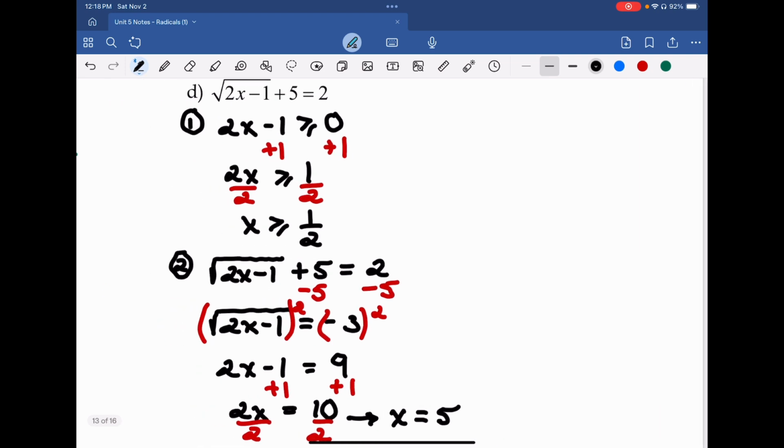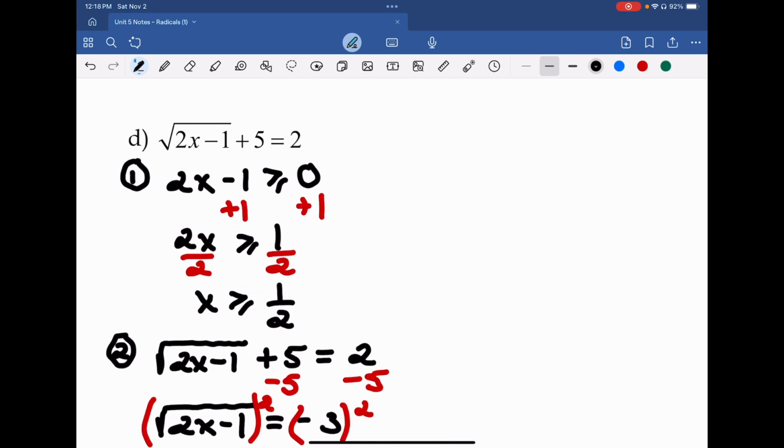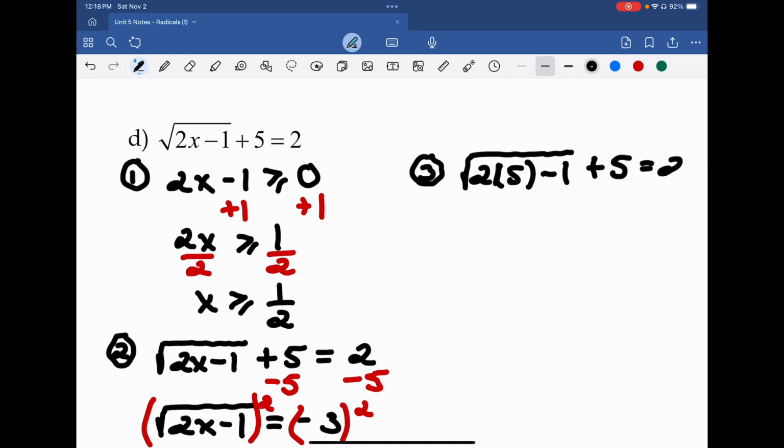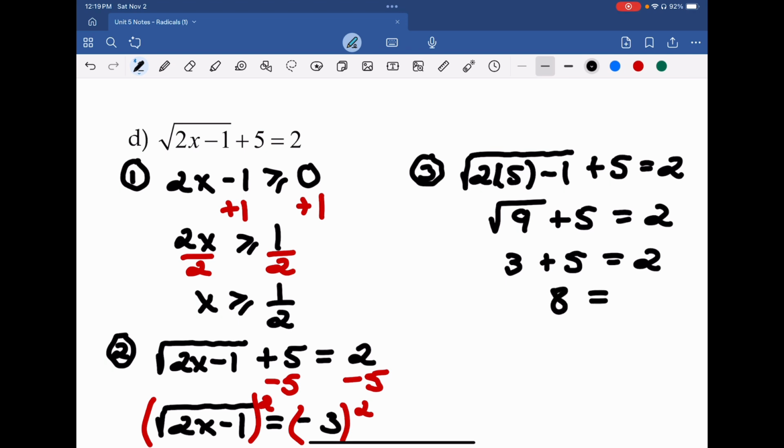So just off to the side here, maybe right at the top. Step number 3, I'm going to write this as the square root of 2 times 5, minus 1, sorry, make sure I get this right, plus 5 is equal to 2. We take the square root of 2 times 5 is 10, minus 1 is 9. So I'm just going to write it as square root of 9, plus 5 equals 2. And then that means that 3 plus 5 equals 2, or 8 equals 2.